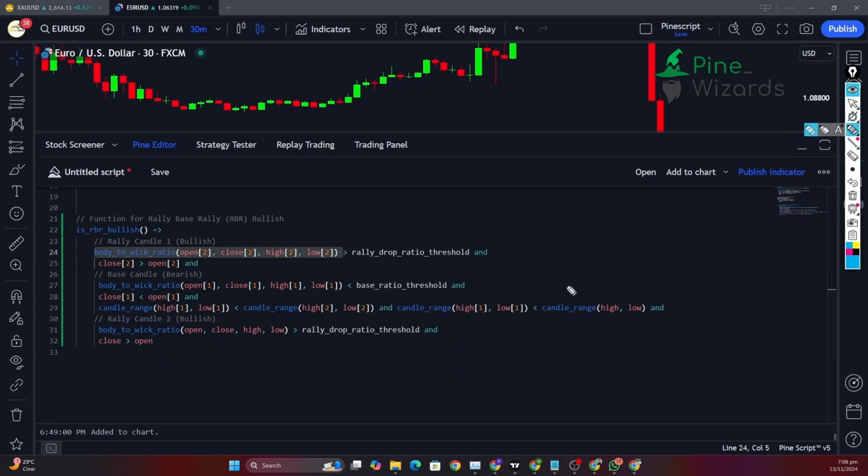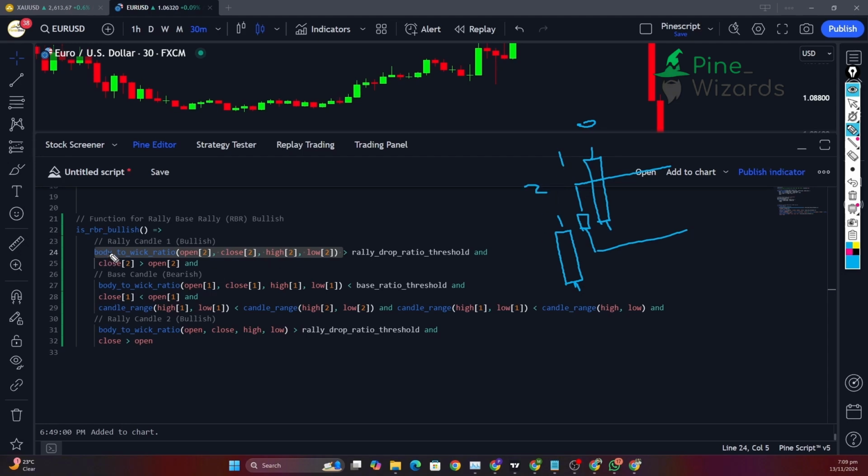So the rally base rally will look something like this. There will be a very big bodied bullish candle. Then there will be this small base candle. And then again, there is going to be a very big bodied bullish candle. And the demand zone will be drawn at the high and low of this base region. So in our condition, this candle is candle 0 or the latest candle. This is 1 and this is 2.